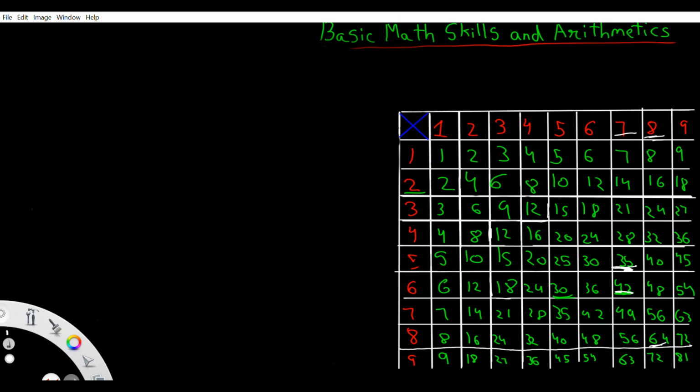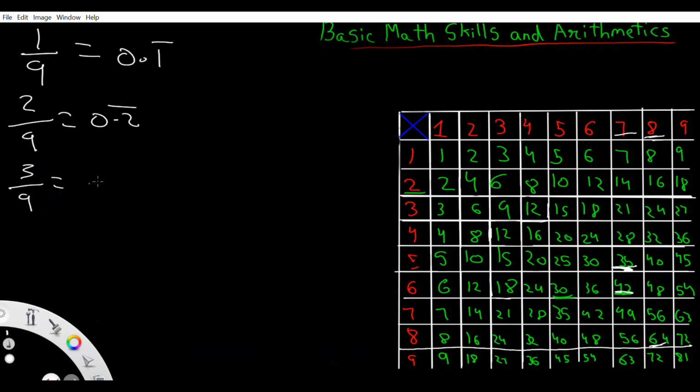So let me show you a trick now that will make your life easier if you have a denominator of 9, 99, 999 and so on. So if you have a fraction as 1 over 9, how would you solve this? 1 over 9 is equal to 0.1 repeated. 2 over 9 is 0.2 repeated. 3 over 9 is equal to 0.3 repeated.